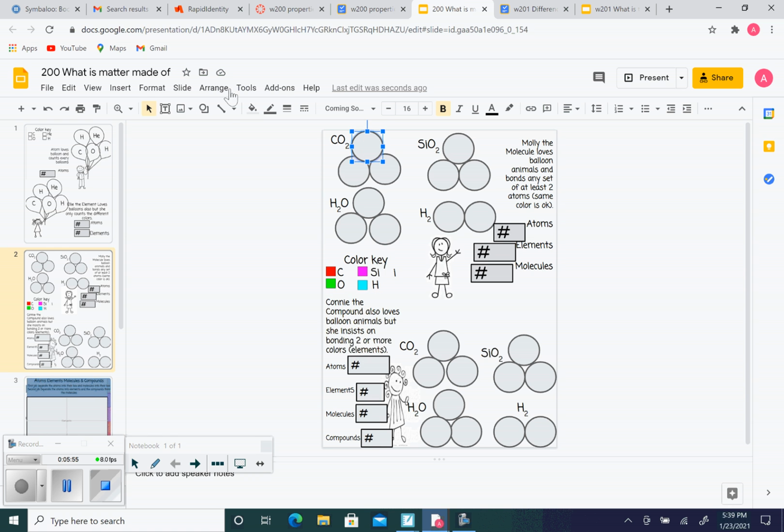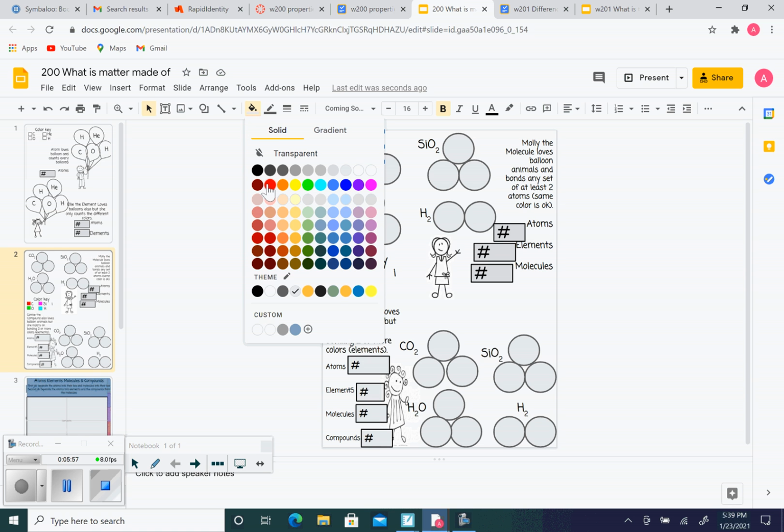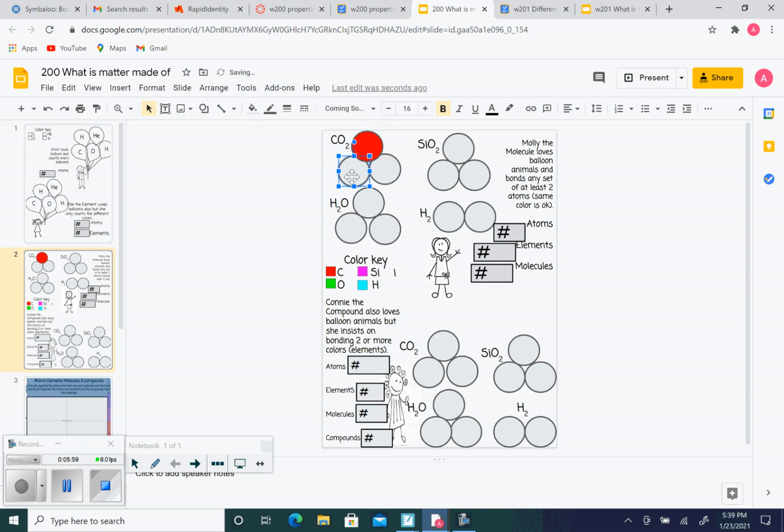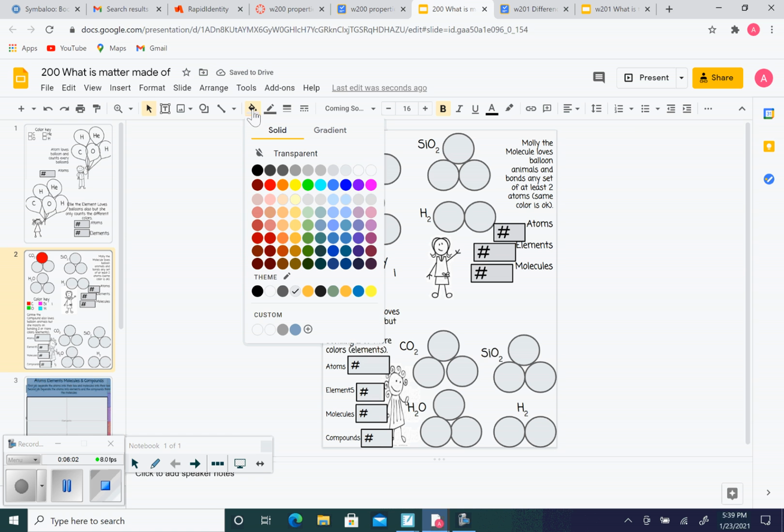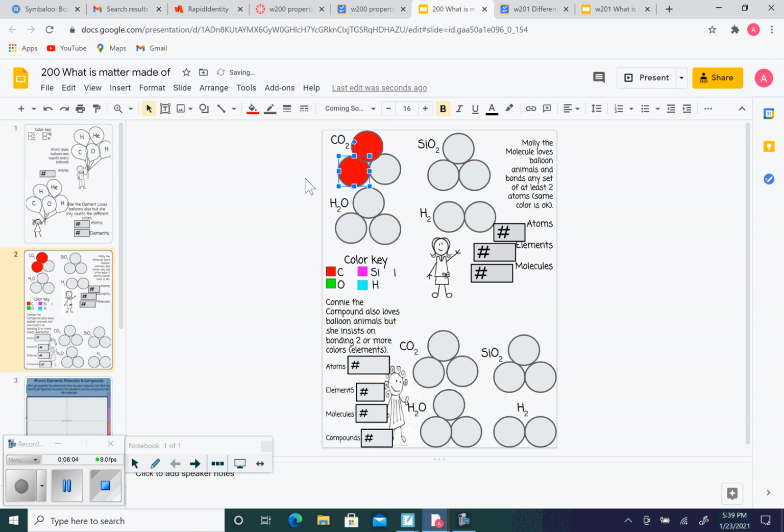So what you're going to do is color your balloons just like your color key says. I said this was green.